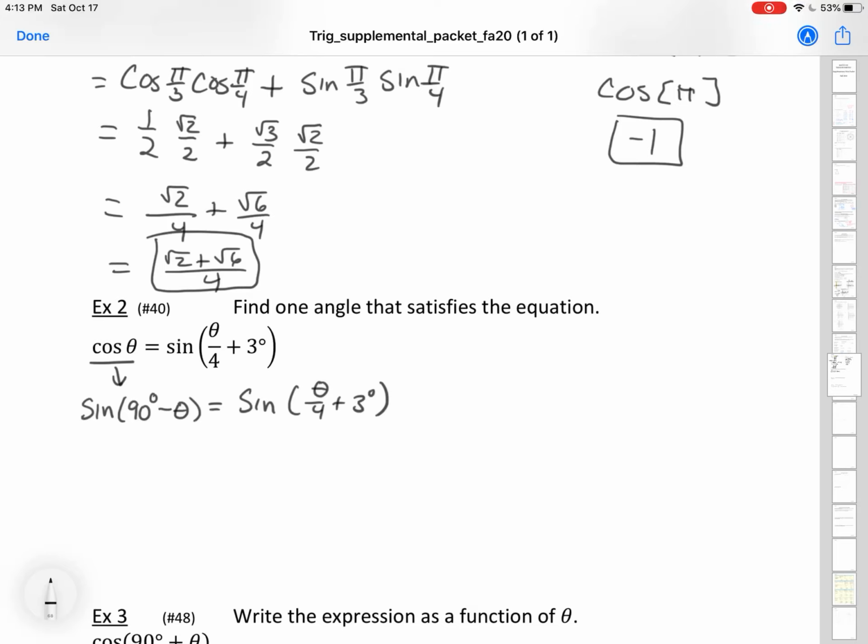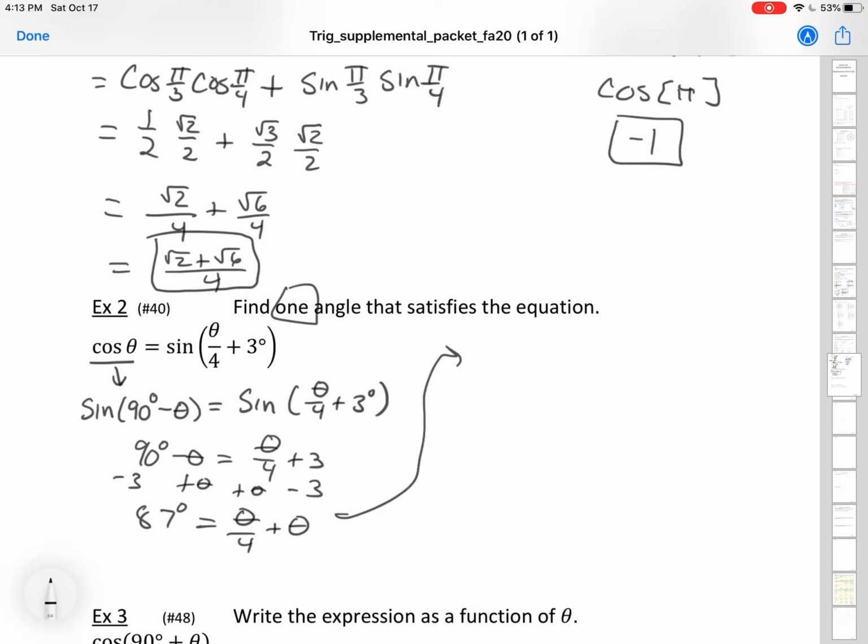They're saying find one angle, so we're going to assume that the angle is acute. That's what they did back in the past. They said, hey, find the acute angle that works, and that's what we're going to find here. So we just set it up. 90 degrees minus theta has to be equal to theta over 4 plus 3. So we're going to subtract 3 from both sides and get 87 degrees. Add theta to both sides.